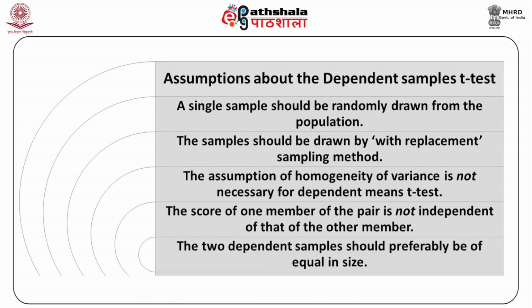Assumptions about the dependent samples t-test. The assumptions for the dependent samples t-test are: a single sample should be randomly drawn from the population. The samples should be drawn by the with-replacement sampling method. The assumption of homogeneity of variance is not necessary for the dependent means t-test. The score of one member of the pair is not independent of that of the other member, and the two dependent samples should preferably be of equal size.